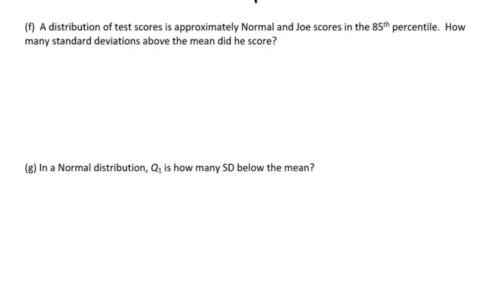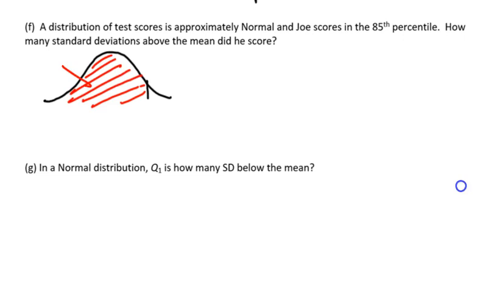A distribution of test scores is approximately normal and Joe scores in the 85th percentile. How many standard deviations above the mean did he score? Well, this is a different kind of a problem because we're given, in this case, the area under the curve, because the 85th percentile means that 85% of the data is below that value. Okay, so we're saying if this is 85%, what does z equal? So this is what we're trying to find, is the z value that cuts off 85% of the data.